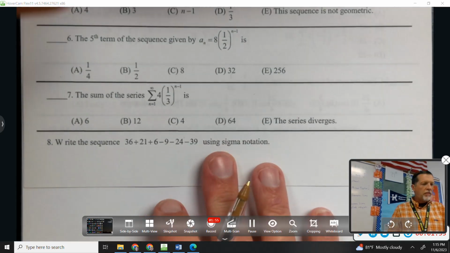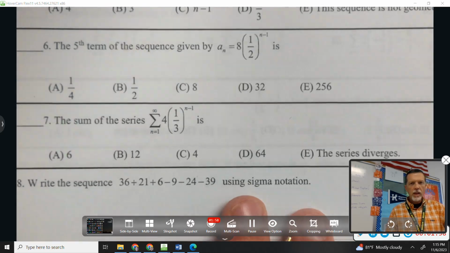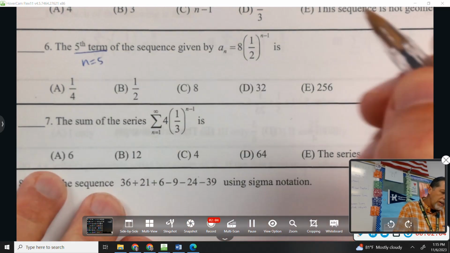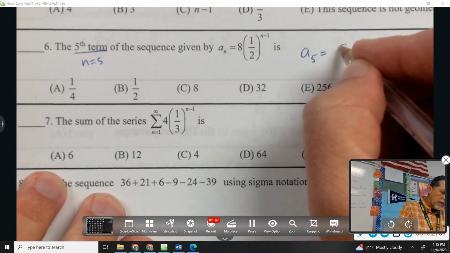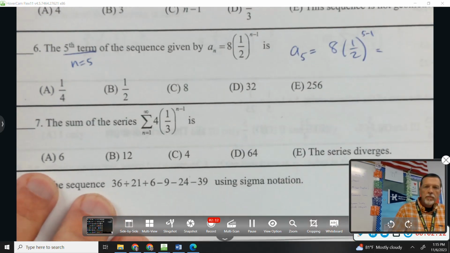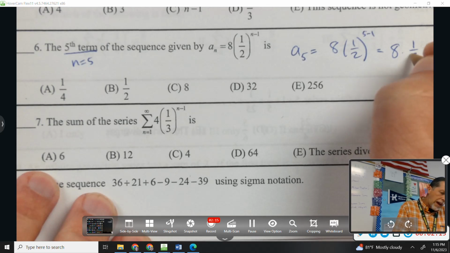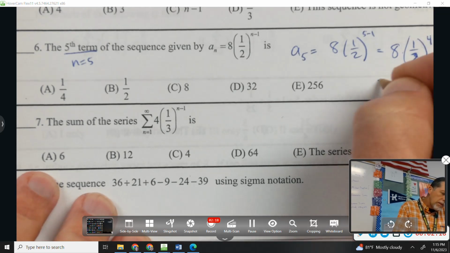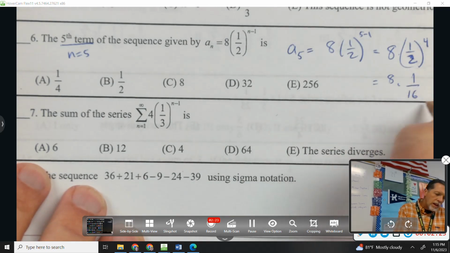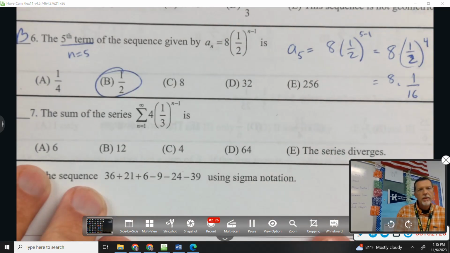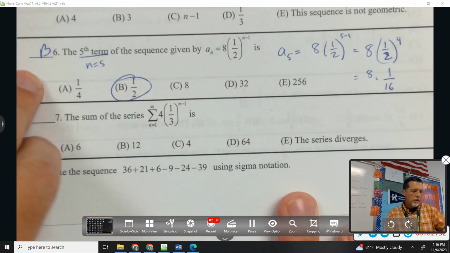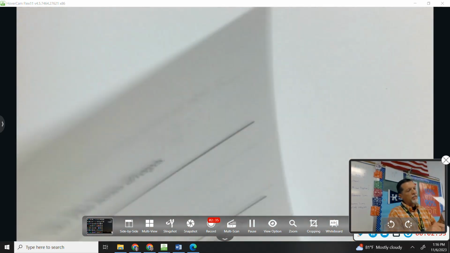Number 6, the fifth term of the sequence given by, well, the fifth term, that means n equals 5. So let's just plug in 5. 8 times 1/2 to the 5 minus 1. That'd be 8 times 1/2 to the 4th. 2 to the 4th is 16. 8/16 is 1/2. Probably hoping there's a bunch that are that level of difficulty.